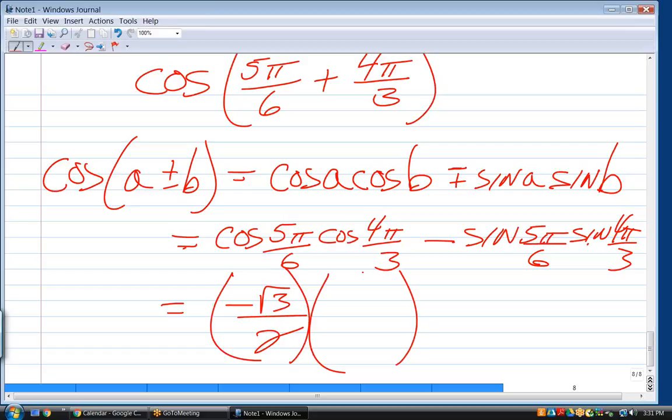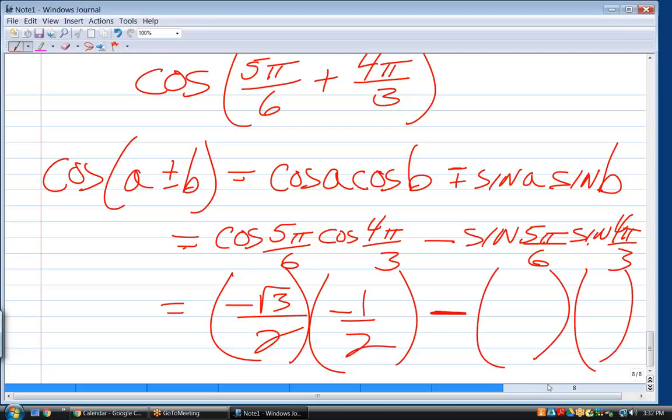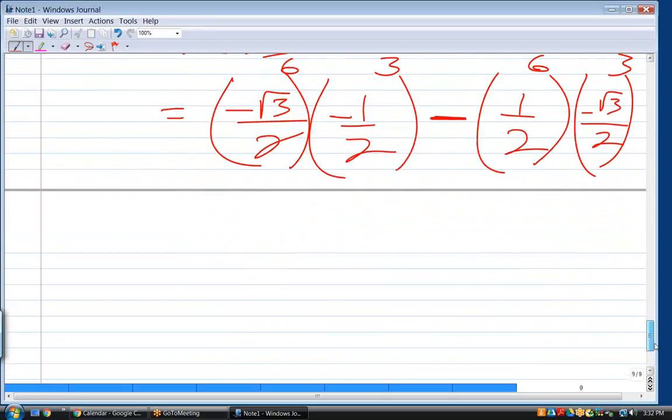What's cosine of 4 pi over 3? Negative 1 over 2. Now this negative sign is a negative sign. Just to make sure I don't make any mistakes, I'm going to put my parentheses. What's sine of 5 pi over 6? 1 over 2. Positive. Yes. Okay, and sine of 4 pi over 3? Negative root 3 over 2. And as long as you write it like that, you're not likely to make mistakes.